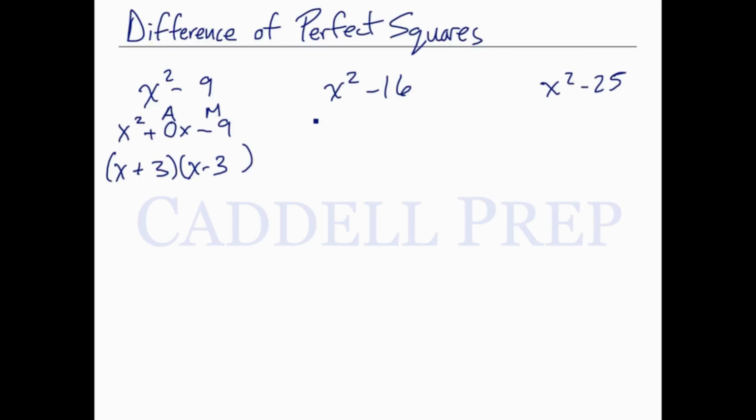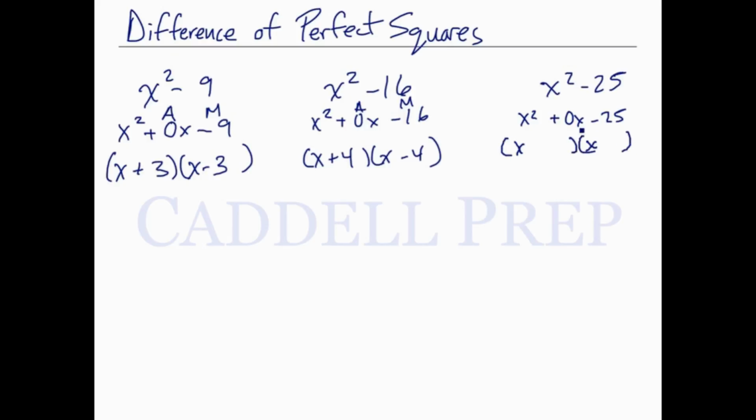So what multiplies to negative 9 and adds up to 0? Positive 3 and negative 3. So let's look at this one. X squared plus 0x minus 16. So we have x and x. To add up to 0 and multiply to negative 16, that'll be a positive 4 and a negative 4. And if we go here, x squared plus 0x minus 25. It has to add up to 0 and multiply to negative 25: positive 5 and negative 5.